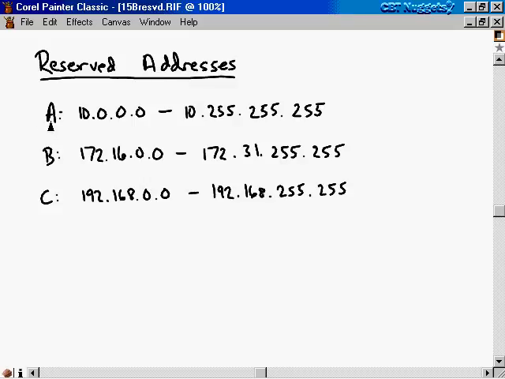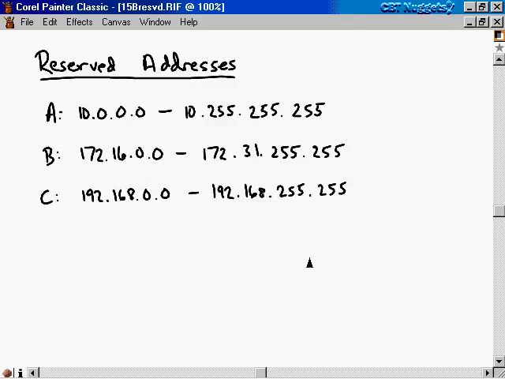So for Class A networks, it's all the things that start with 10. So 10.0.0.0 up to 10.255.255.255, everything in that range cannot be owned by anyone. They're reserved for special reasons. Same in the Class B networks. We go from 172.16.0.0 up to 172.31.255.255. And for Class C networks, it's everything that starts with 192.168.